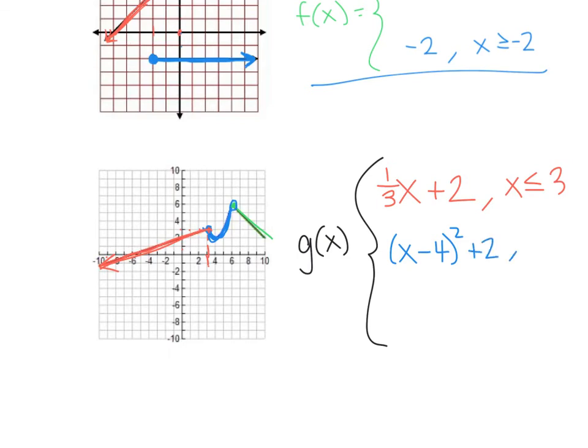Now we have to figure out where the domain is defined, and it's from this point 3 to this point 6, but neither of those points are included, so we would say x is in between 3 and 6. All right, now our last function is this green one, and we should hopefully see that this is a linear function.